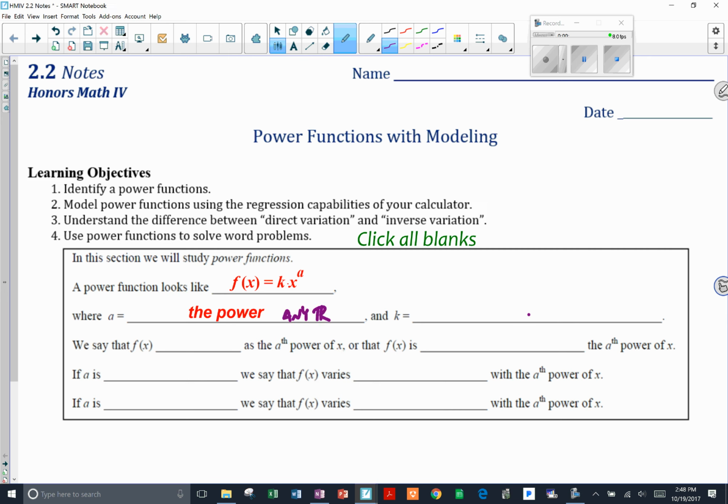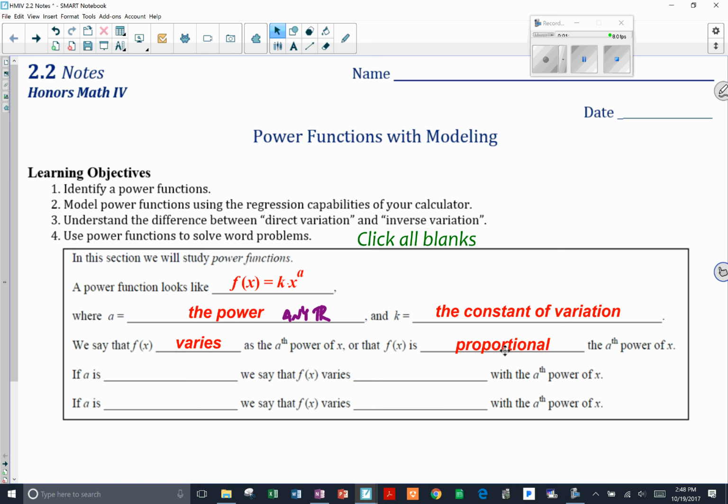K is the constant of variation. And don't get too hung up on the use of K or A. It's just important to know that the coefficient is the constant of variation, and then the power could be any value. This might help you remember where you've seen this stuff before, because we say that y varies as the 8th power of x, or that it is proportional with the 8th power of x, excuse me, not a. Proportional, or that it varies with.